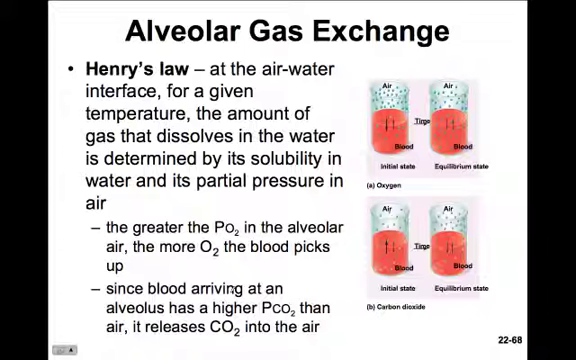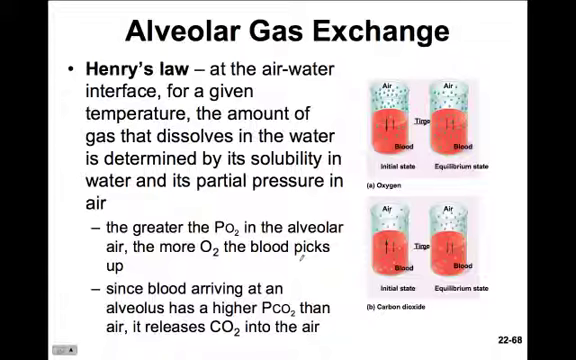So the greater the partial pressure of oxygen in the alveolar air, the more oxygen the blood is going to pick up. That makes sense, yeah? Since blood arriving at the alveoli has a higher partial pressure of CO2 than air, it releases CO2 into the air. Make sense?